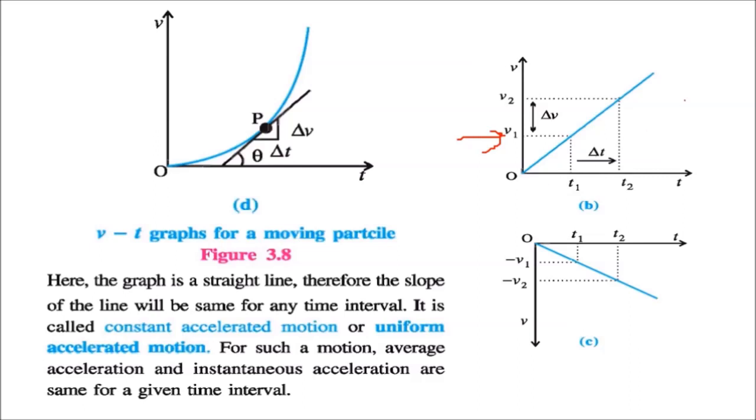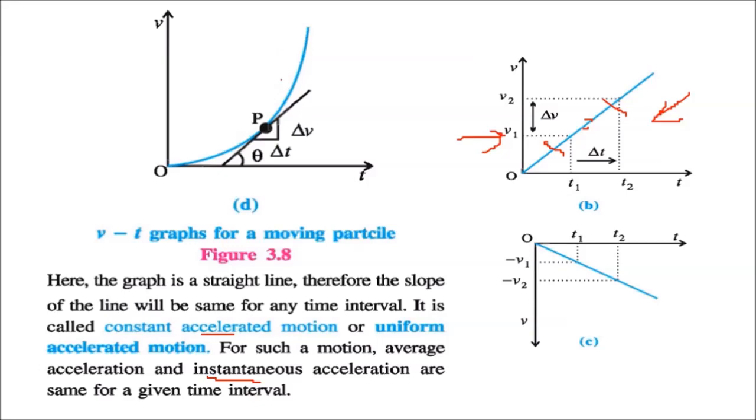That is this one. The slope is negative. See, the slope is negative. Slope is nothing but this angle. It is negative, so we say that it is deaccelerating, and this is also a constant accelerated motion because it is a straight line. It is constant, but it is deaccelerating.